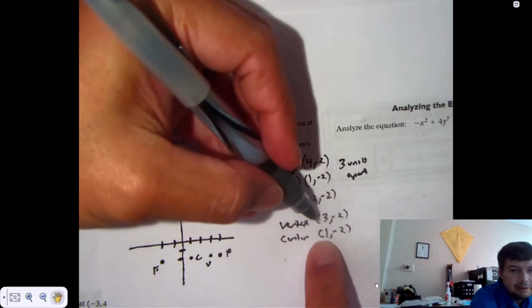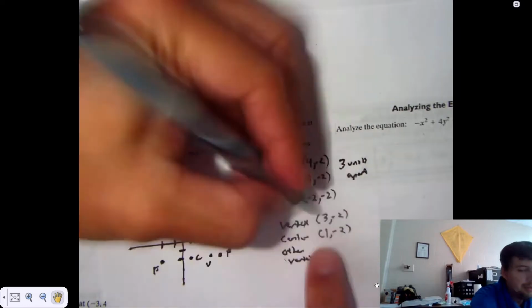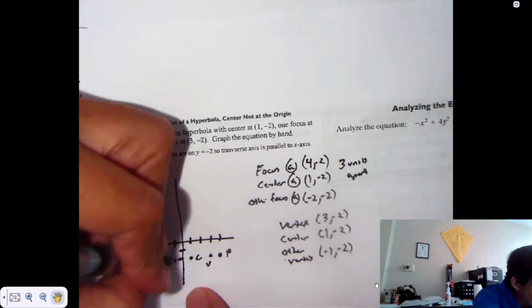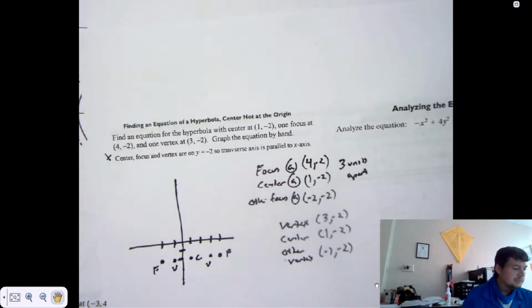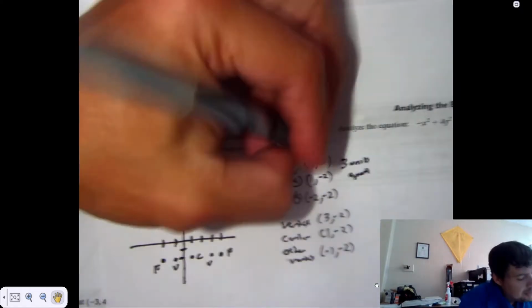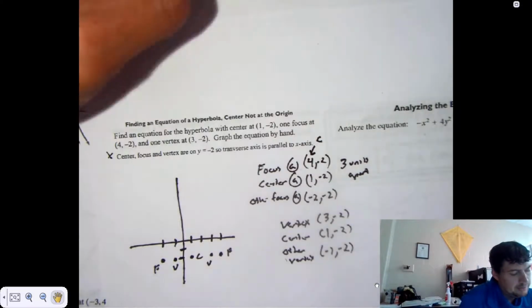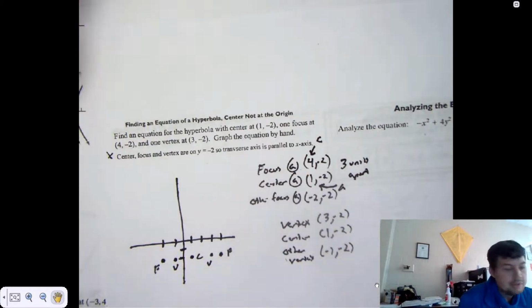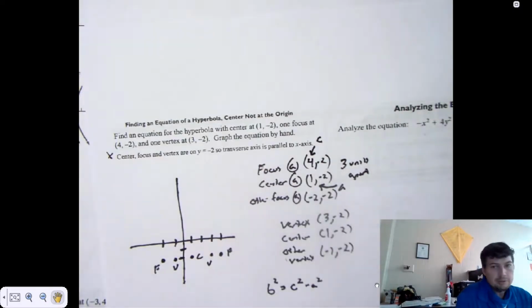And just look at the pattern. You have another vertex. 3 minus 1 is 2. 1 minus 2 is -1. So there's your other vertex. Some things that are given to us: the focus gave us the letter C, the center gave us the letter A, and now we just need to find B. It seems like with these, B squared is C squared minus A squared. So we'll just plug that in.